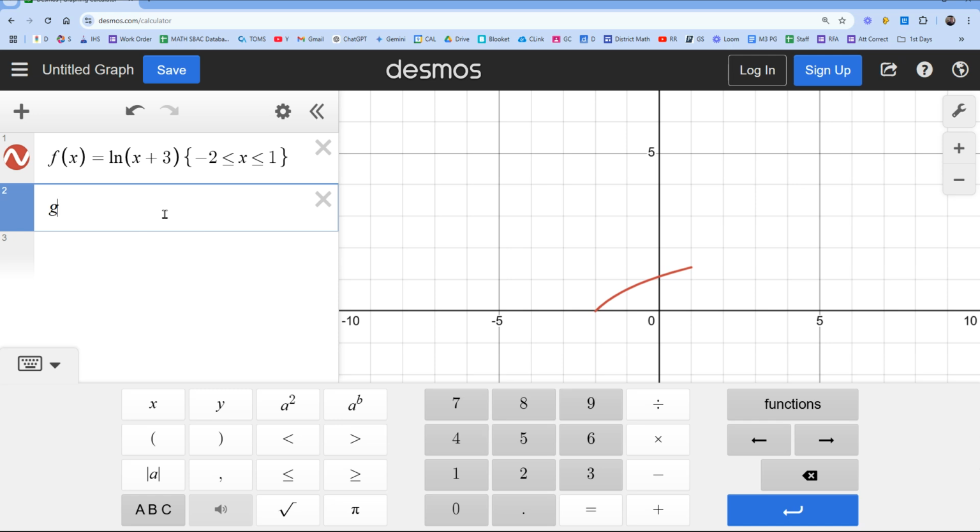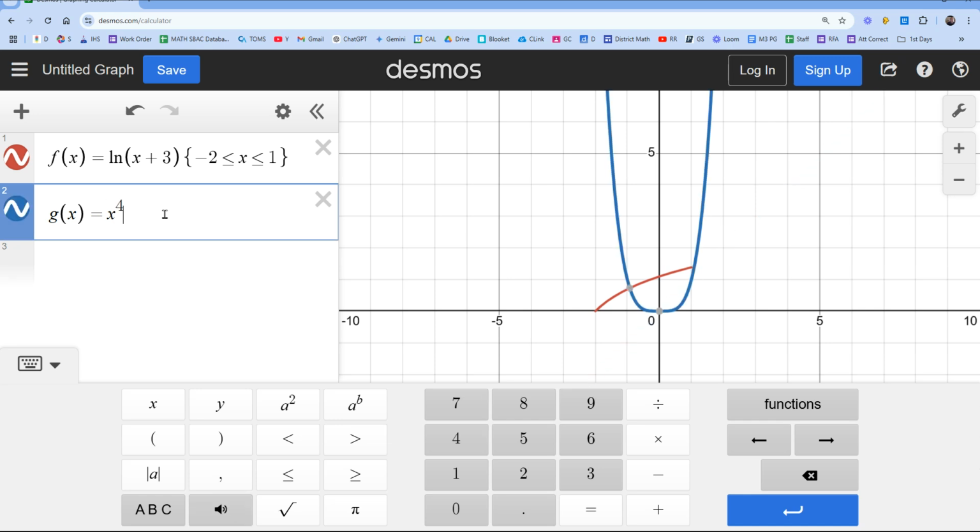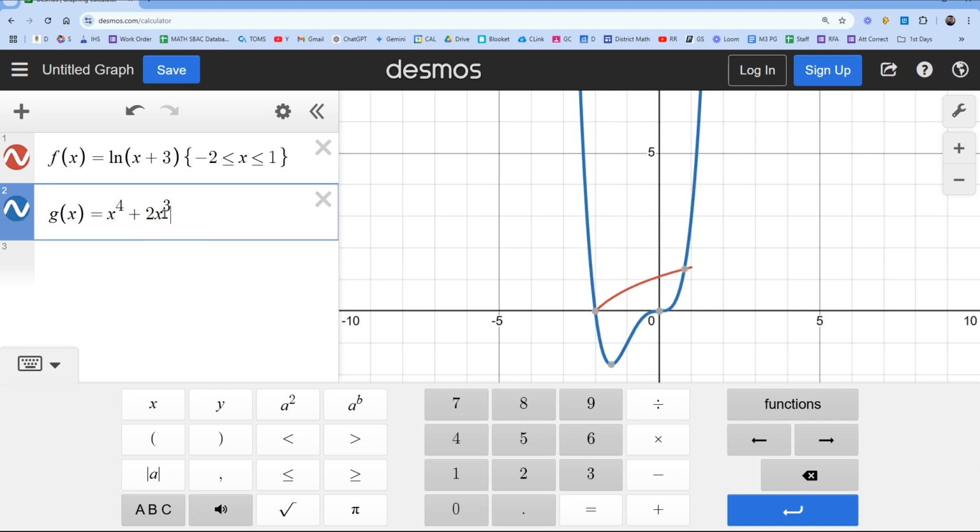The second one, g at x, is x to the 4th plus 2x cubed. And again, I'm going to do a restriction here, the same restriction. So I'm going to go negative 2 to 1. All right, so I have them. I see obviously the red, the logarithm, is on top and the polynomial on the bottom. Top subtract bottom is going to be a constant theme here of what we're going to do.